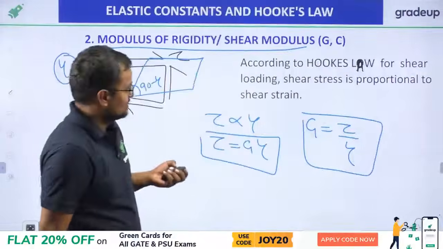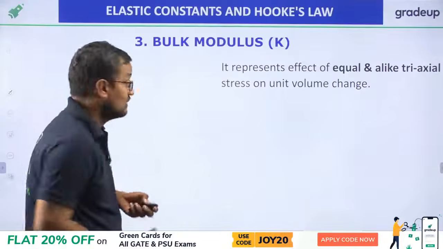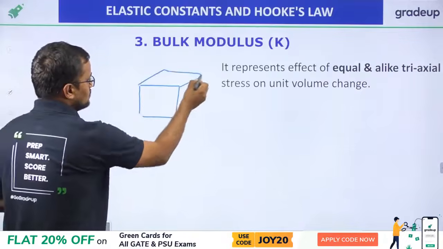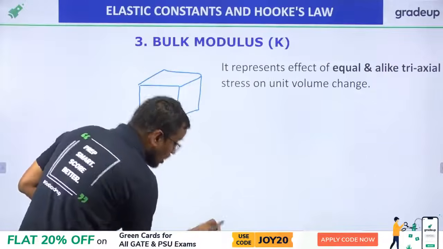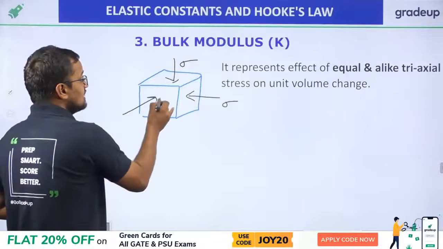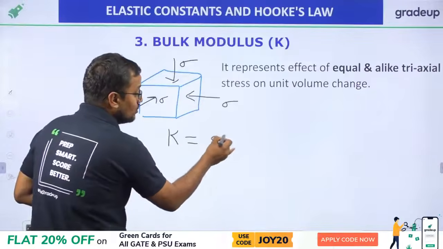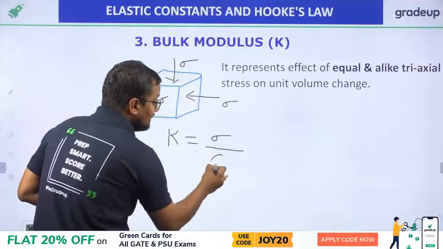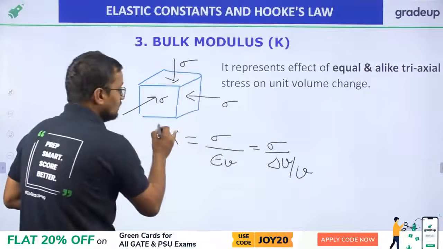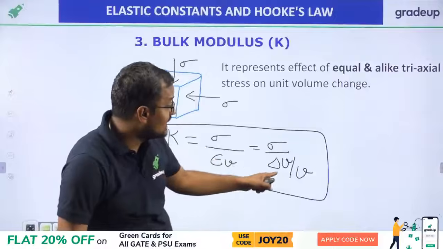Next, going further, is bulk modulus. My friend, what is bulk modulus? Suppose this is a body, and on this body some stress is acting like this, some stress like this, and some stress like this, in 3 directions. Then K is hydrostatic stress upon volumetric strain. Volumetric strain means delta V by V, change in volume by volume. Normal strain is change in length, delta L by L. Similarly, volumetric strain is delta V by V.